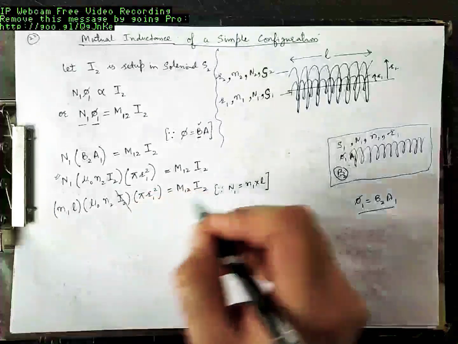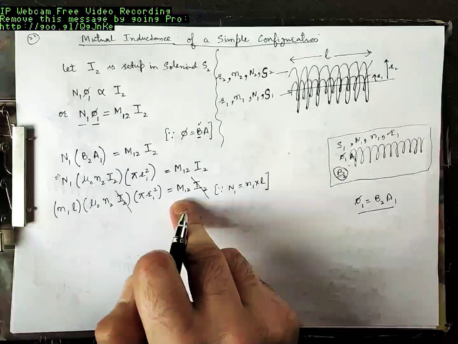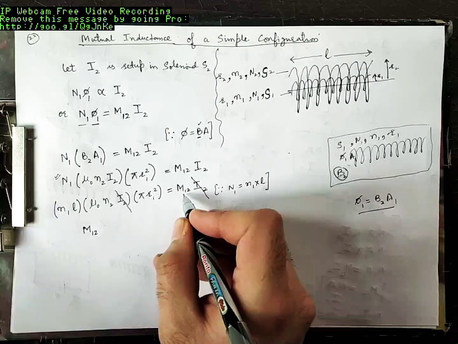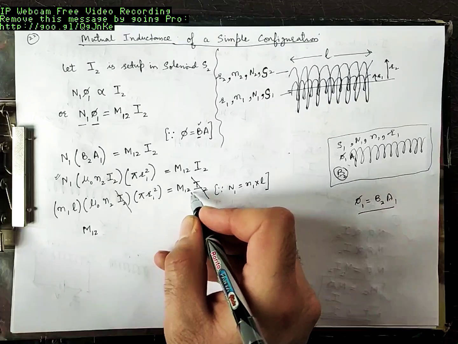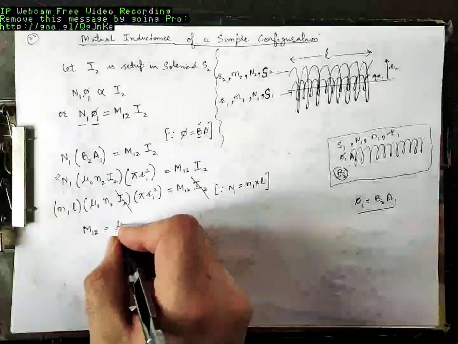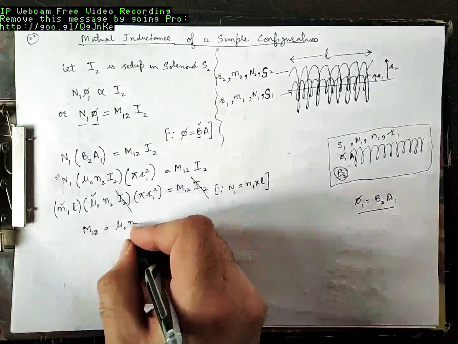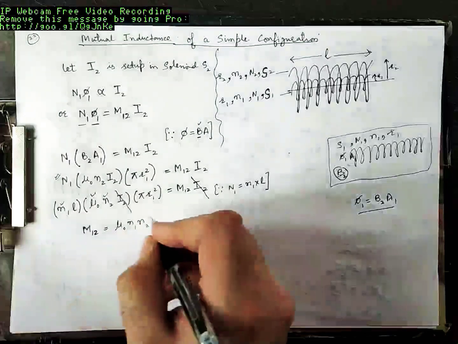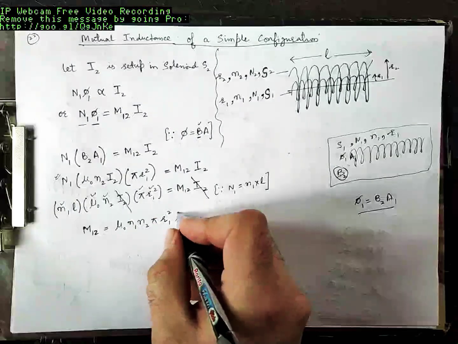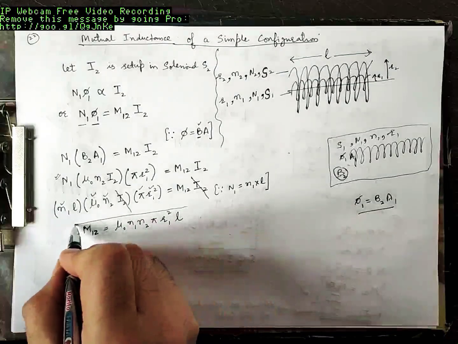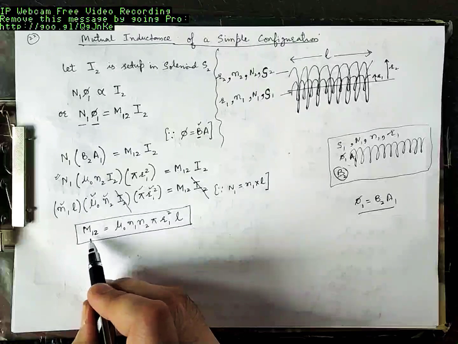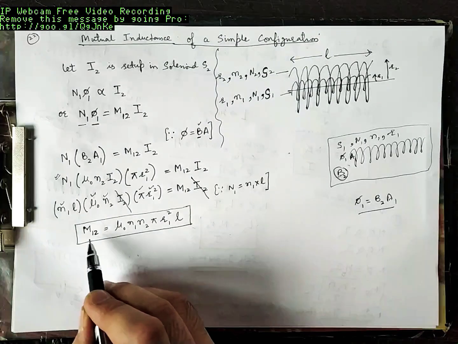I can cancel this I2 with this I2 and I can obtain the expression for mutual inductance M12. So from this you have M12, mutual inductance of 1, that is flux passing through coil 1 because of current in coil 2, that's what we have calculated, is equivalent to mu naught, then we will write this N1, then N2, then pi, then R1 square, then L. This is the expression for mutual inductance of coil 1 because of current in coil 2, that is mutual inductance of coil 1 with respect to coil 2.